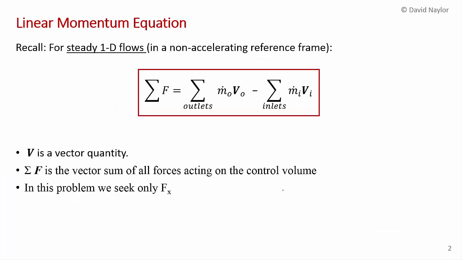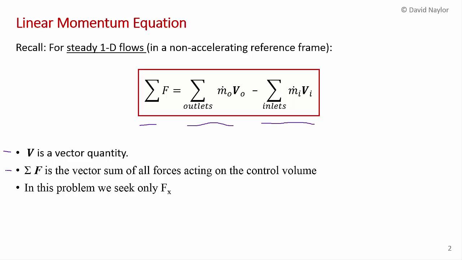Based on the previous video, recall that for steady one-dimensional flows in non-accelerating reference frames, we have the equation that I've shown here: the sum of the forces on the control volume equals the rate of momentum flow out of the control volume summed over all the outlets minus the rate of momentum flow coming into the control volume summed over all the inlets. We want to emphasize here that V is a vector quantity. In a two-dimensional flow, it would be two equations and two unknowns. Similarly, the sum of the forces is the vector sum of all the forces acting on the control volume.